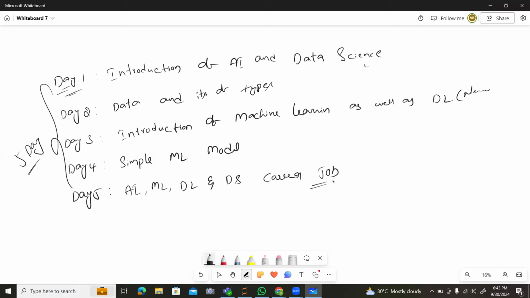Right now is day 1, so we will give the introduction about artificial intelligence and some of the data science. Next, we will discuss day 2, data and the types of data we have. In day 3 we will discuss machine learning and deep learning, simply known as a neural network. In day 4 we will build a machine learning model. On day 5, the jobs and career in data science, AI, ML, everything. These are the things we will discuss in these 5 days.